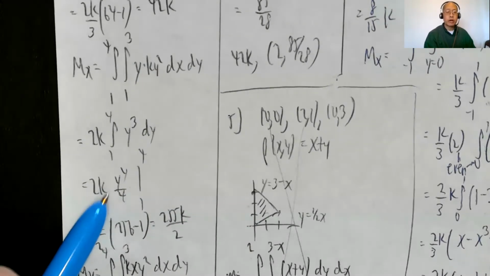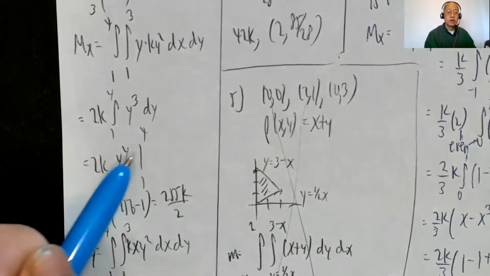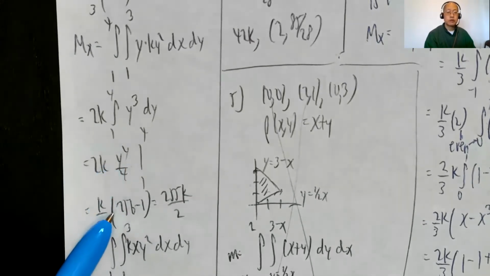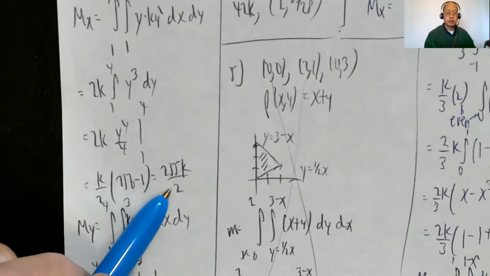So 2k y to the 4th over 4 from 1 to 4. This becomes k over 2. Plug in 4. 4 to the 4th is 256. Plug in 1, you get 1. 255k over 2.